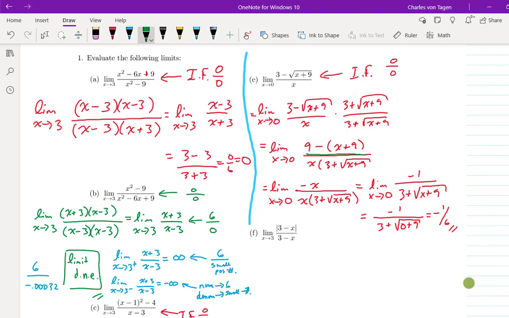When you FOIL this out, 3 times 3 gives you 9. Outers and inners cancel, and you're left with minus the square root of x plus 9 times the square root of x plus 9, which gives you minus all of x plus 9. Do you see that if you didn't write those parentheses, you would not get the right answer? Everyone see that? And so you need those parentheses there. When you distribute them through, you end up with a minus x, which is where I got that minus 1 from.